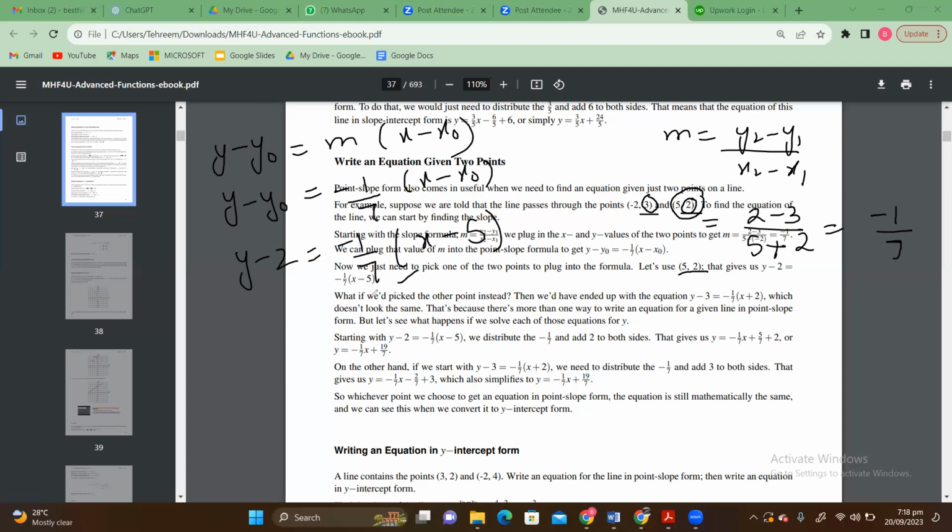And we will get this. What if we had picked the other point instead? Then we would have ended up with a different equation. If we put in the other point, I'm doing it with the red. The other point was -2, 3.